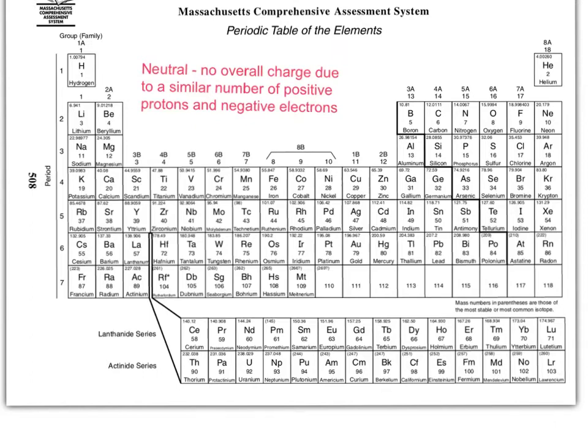Now, positives and negatives are opposite charges, so they cancel each other out. So if you have 5 pluses and 5 negatives, that would be neutral because there's no overall charge. So all the elements, as you see them on the periodic table, are neutral. So how does that help us?